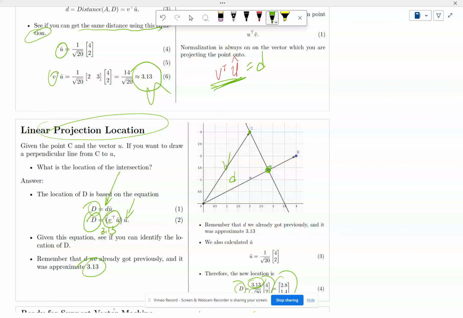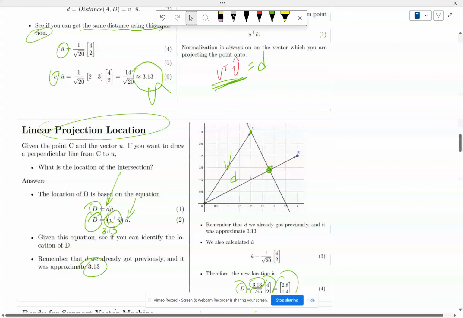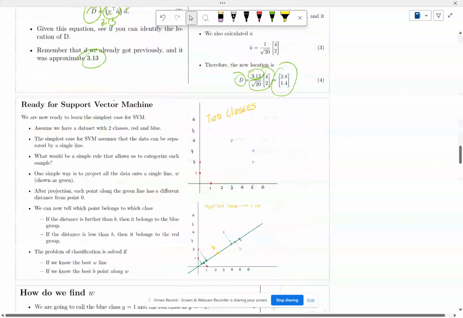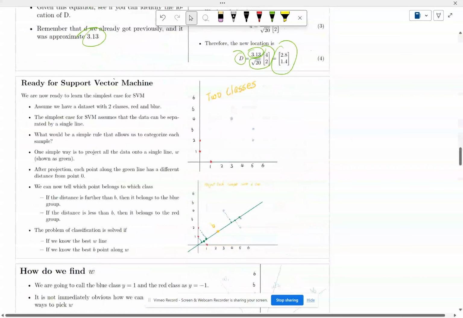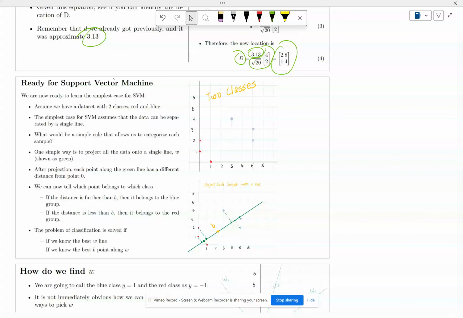And you need to know projection essentially in order to understand SVM. Ideally, you've already reviewed the concept of projection, and this is just a review. But let's go on. Now we're ready for support vector machine. Now remember, we're doing classification, and specifically binary classification. So we have two classes, the red dots and the blue dots, right? Two classes. And we want to somehow have a function such that it classifies either one class or the other.